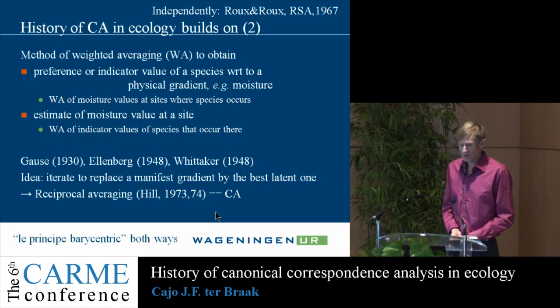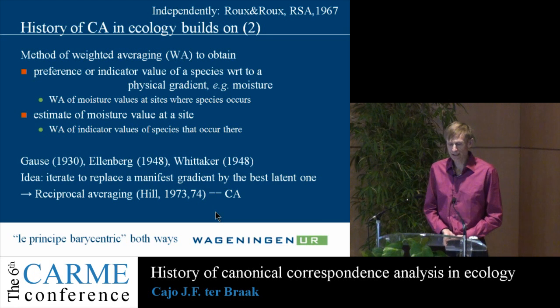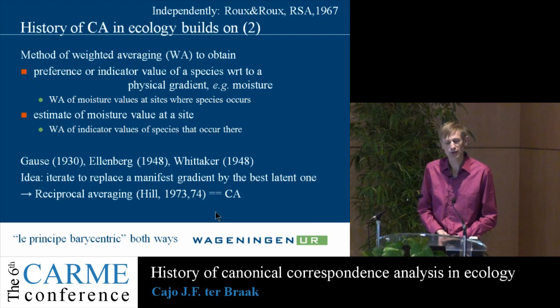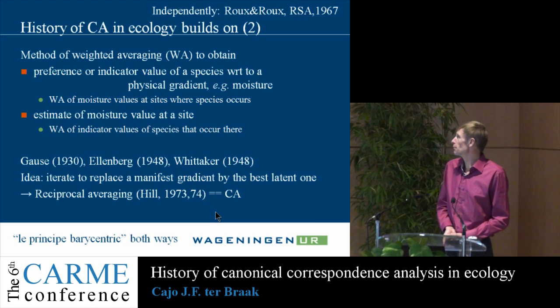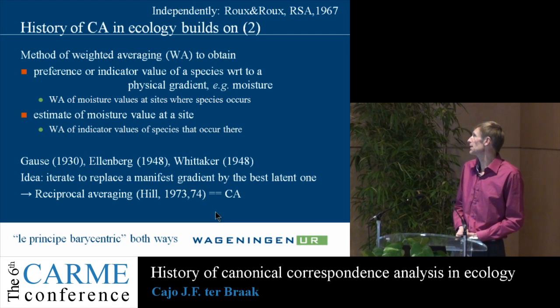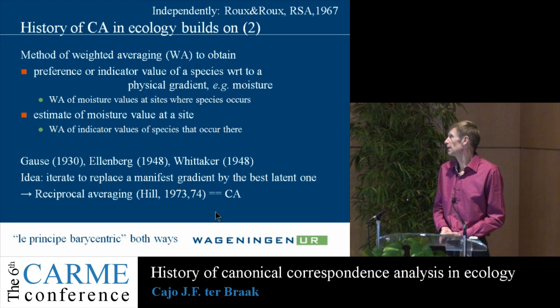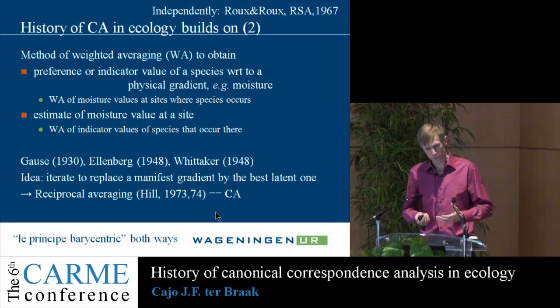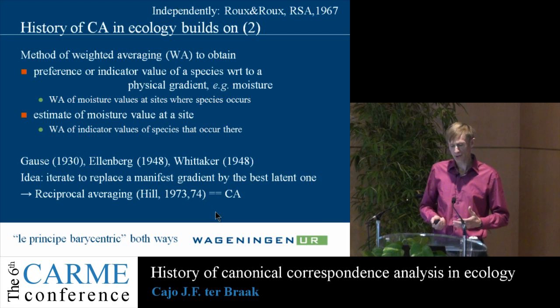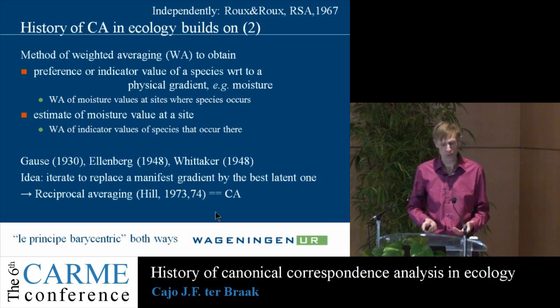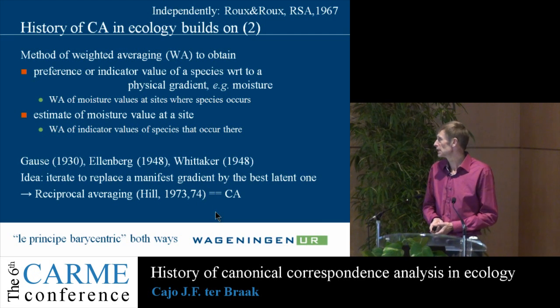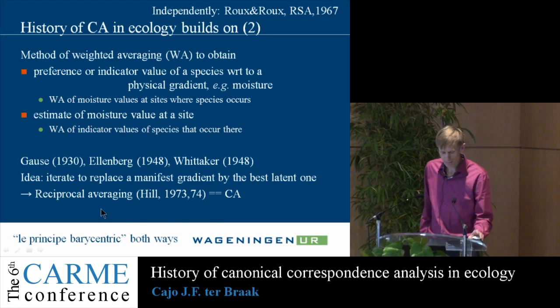So the preference value of a species, or the indicator value of a species with respect to a physical gradient, for example moisture, is the weighted average of moisture values at the sites where that species grows. And in reverse, the estimate of moisture at a site, when you know something about the species, is also a weighted average. So this has been well developed by these famous ecologists.